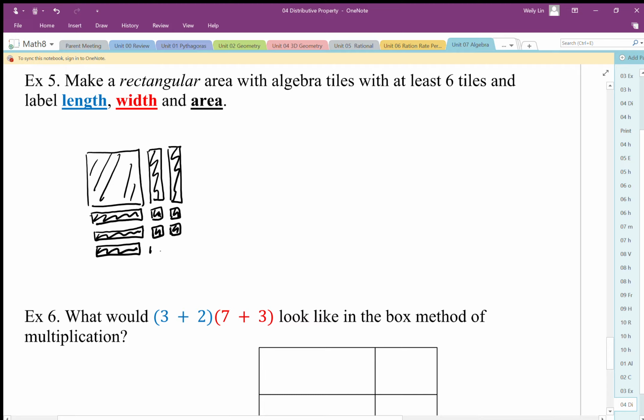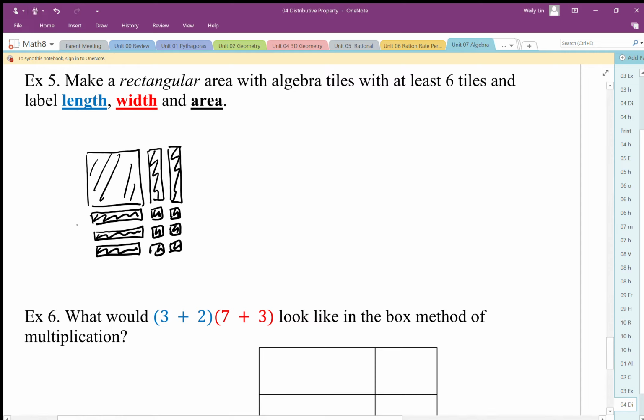I don't have any pieces sticking out here. I don't have like an extra one over here. I have all my edges match. My x's match an x edge. Okay, x's match an x edge. All my ones match a one's edge. Okay, so this is a rectangular area, and I can now label the length and width.